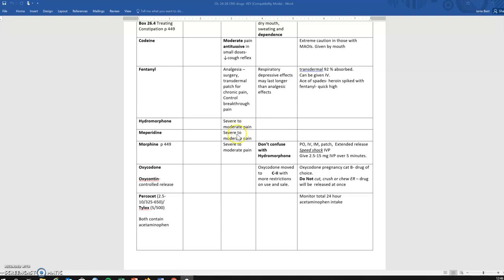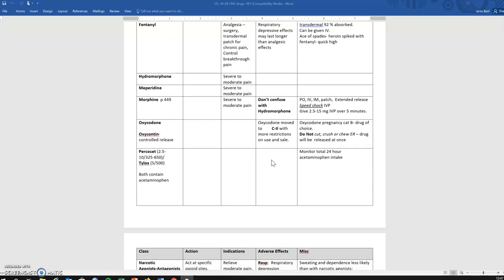Hydromorphone is used for severe to moderate pain, as is meperidine. Morphine, my caution here is do not confuse morphine with hydromorphone. Morphine is a different medication than hydromorphone, and it's typically given orally, IV, IM, can be given by patch, can be given in an extended release form, and if given too rapidly can cause something called speed shock, which really drops the blood pressure. So you give it over a period of about 5 minutes.